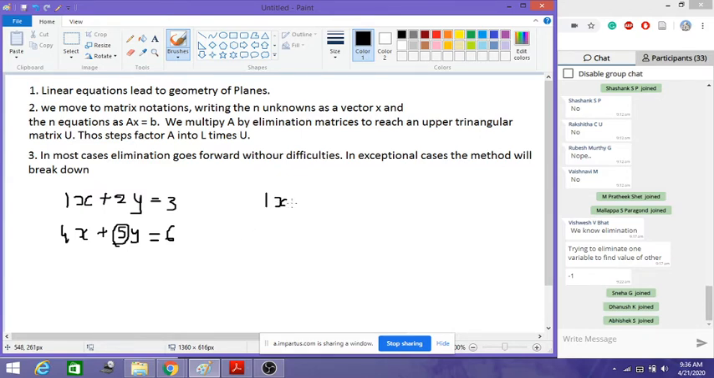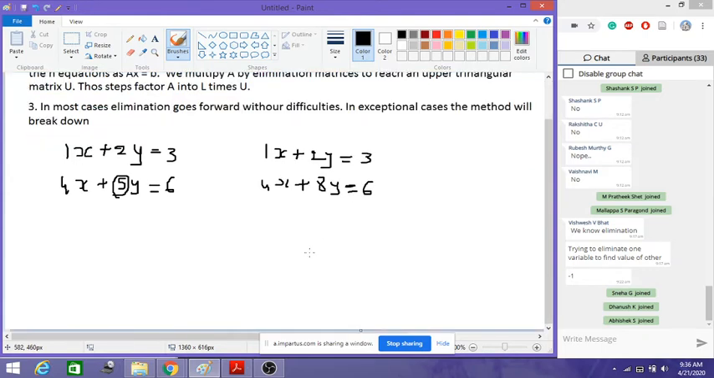So 1x plus 2y equal to 3, and 4x plus 8y equal to 6. Now if we try to simplify this equation, let us multiply the first equation by 4 and subtract the second equation. So what do we get here? Let us write the second equation as 4x plus 8y equal to 6, and the first equation multiplied by 4, so we'll get 4x plus 8y equal to 12.